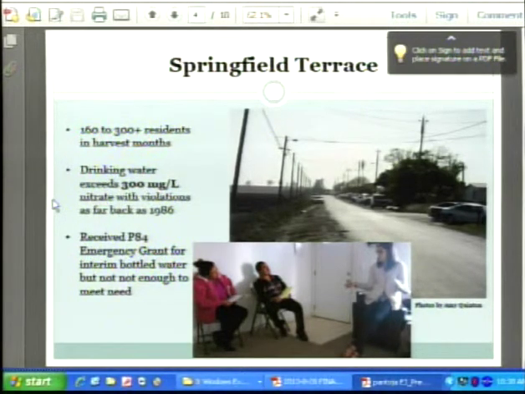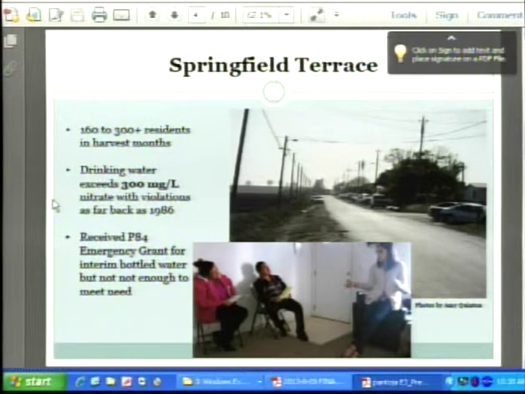Springfield Terrace highlights a very specific issue where the limit is 45 milligrams per liter, but this community's drinking water exceeds 300. So if you're thinking of a point of use or point of entry device, where the top limit for certification is 120, that just doesn't apply here and it's no longer an option.